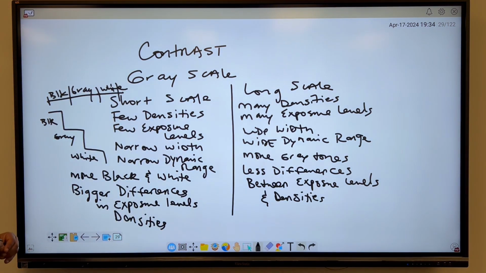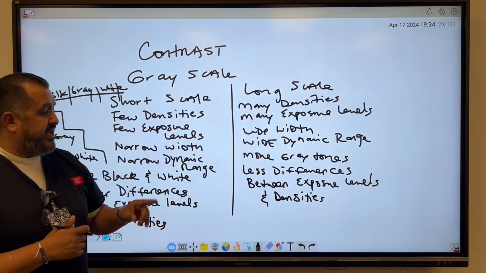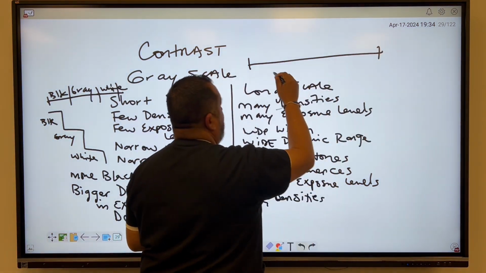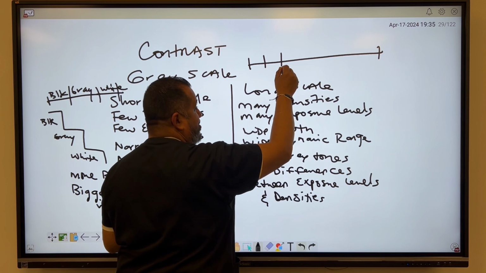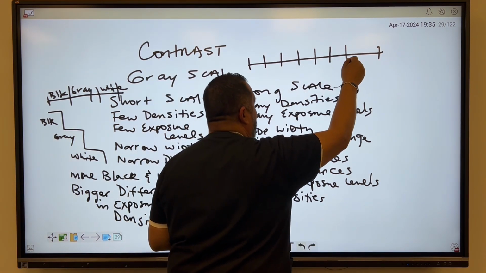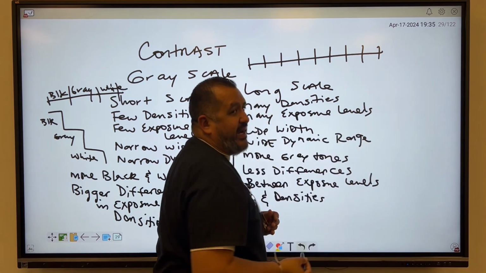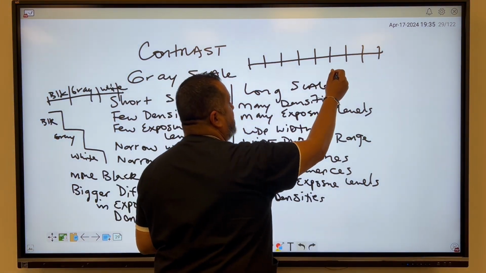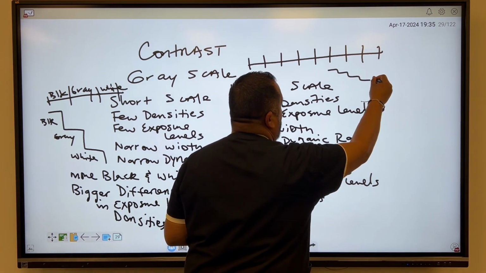So if you look at it in steps now, the scale is going to be longer. You're going to have black, dark, dark gray, gray, light gray, then you're going to have white. So you're going to have all these different colors. And now if you look at it in terms of steps, the steps are going to be gradual.